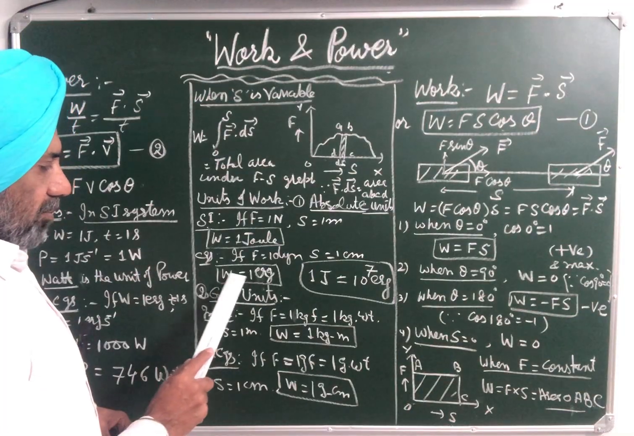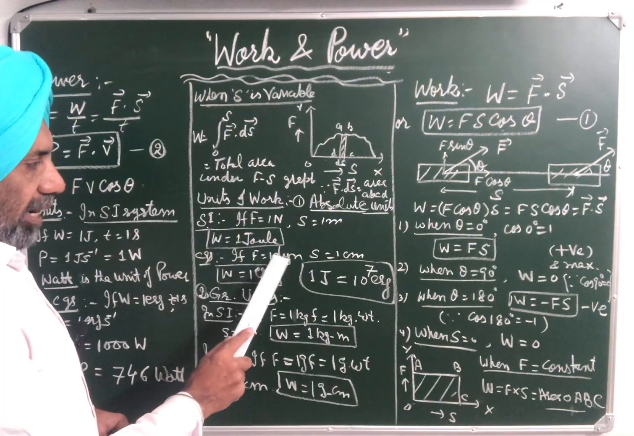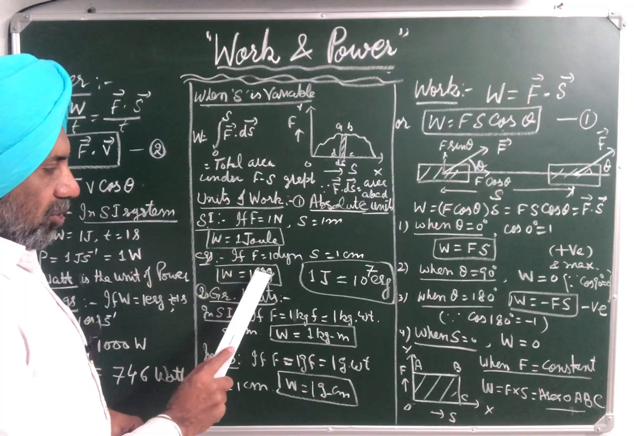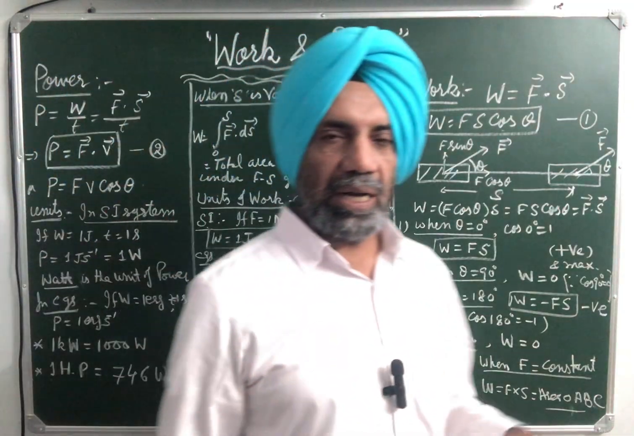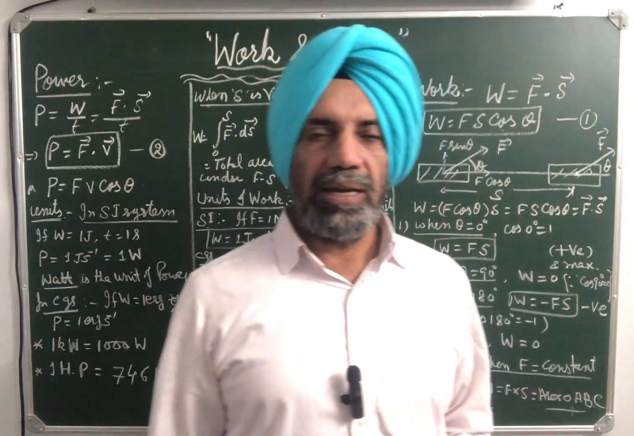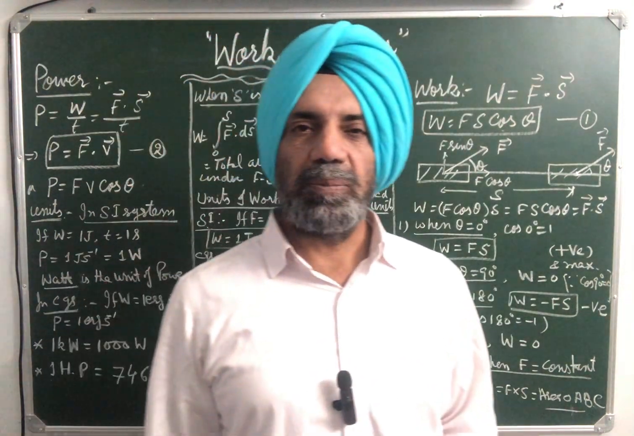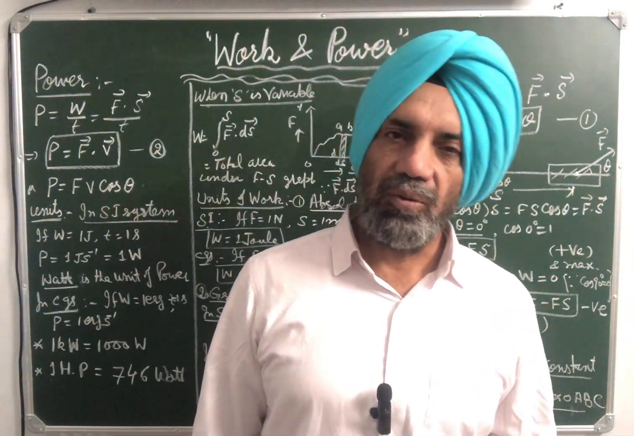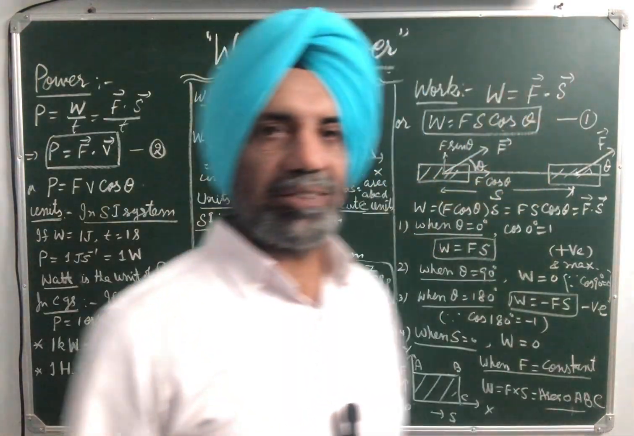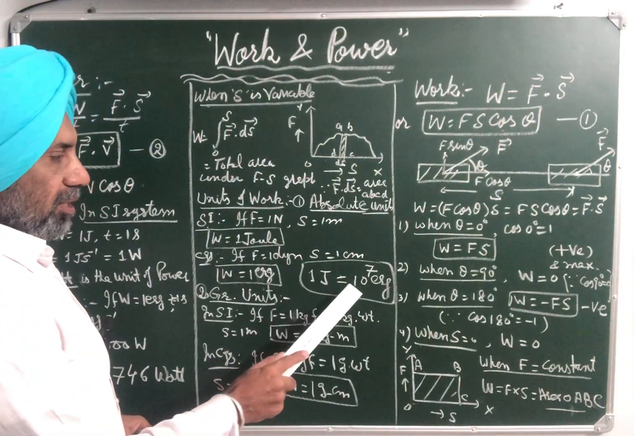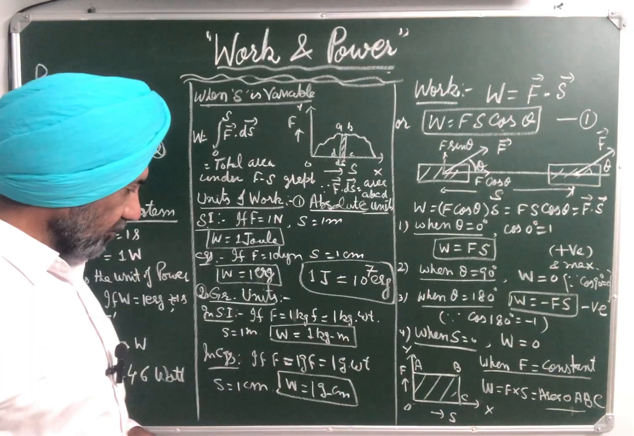Similarly, in the CGS system, when F is 1 dyne, s is 1 centimeter, W is equal to 1 erg. Work is said to be 1 erg when a force of 1 dyne displaces the body through a displacement of 1 centimeter in its own direction. 1 joule is equal to 10 raised to 7 ergs.